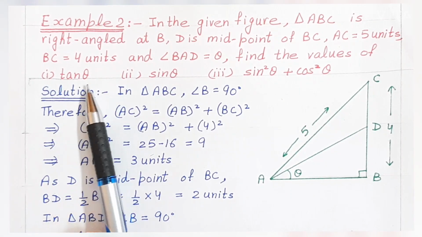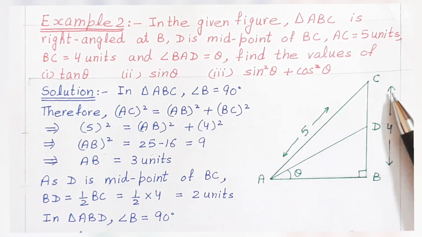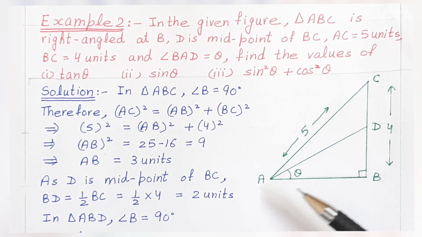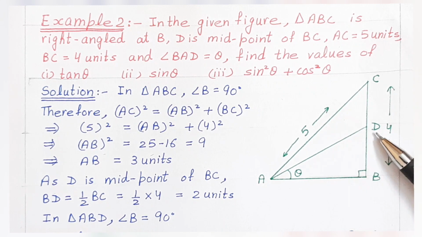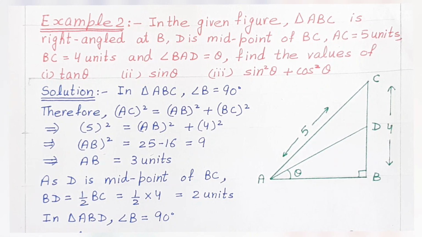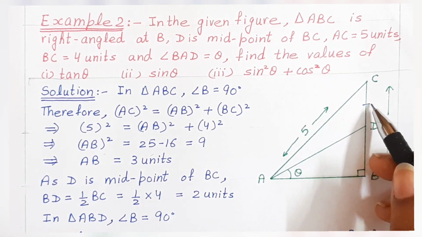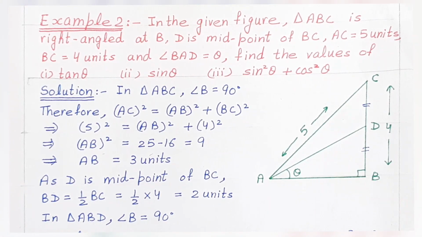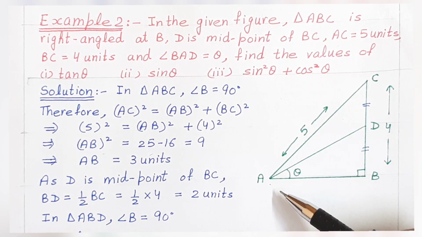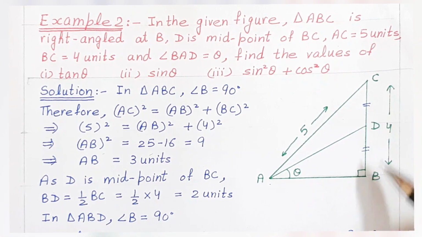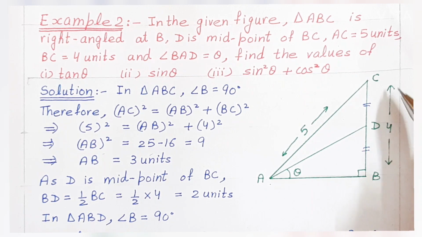Now let us consider one more example. In the given figure, triangle ABC is right angled at B. D is the midpoint of BC. That means DC and DB are equal. AC is 5 units. BC is 4 units. That means BD is 2 and DC is also 2 units.